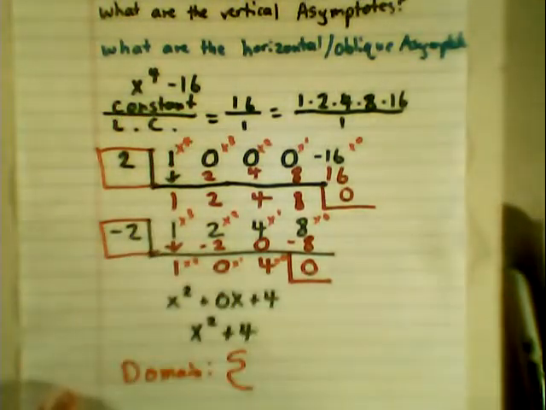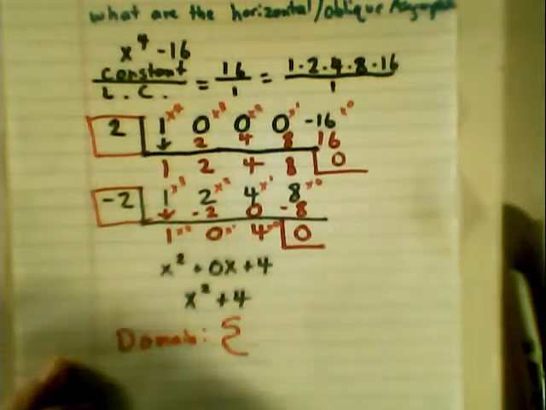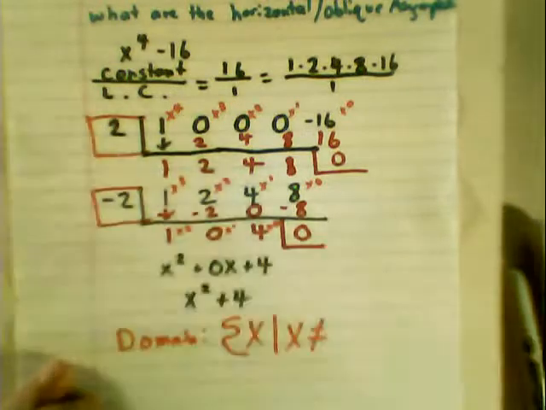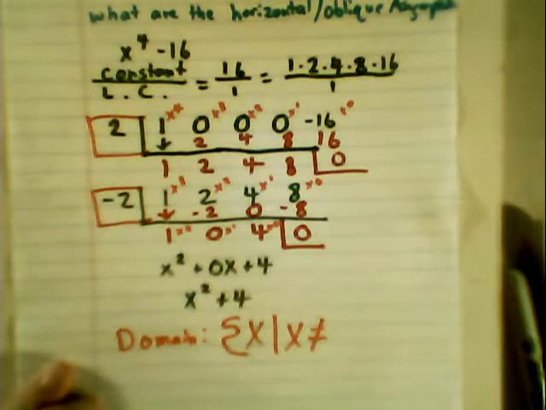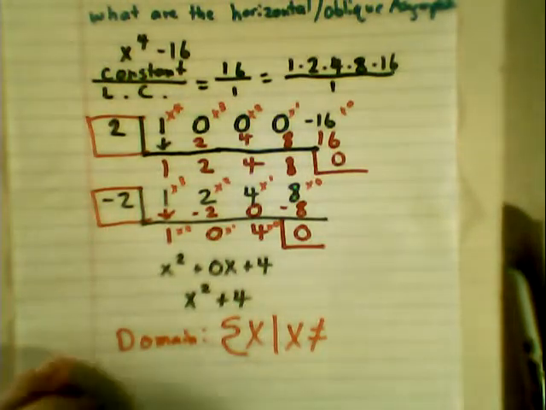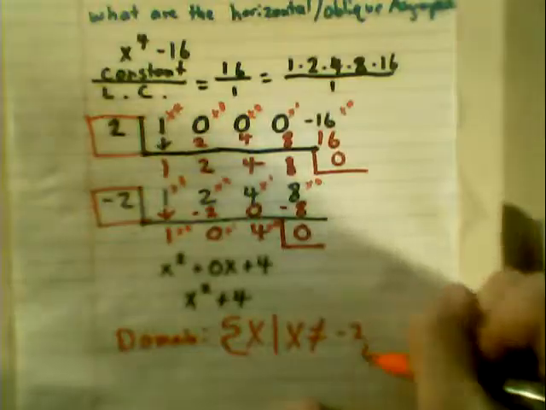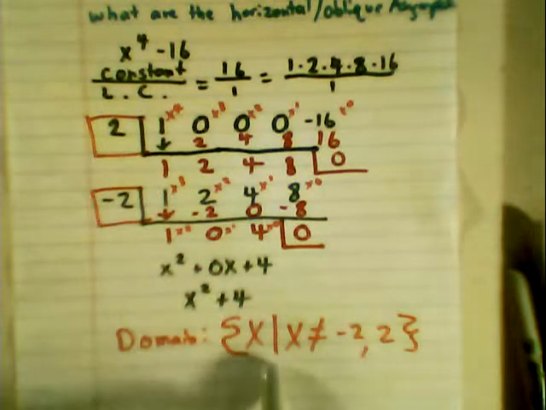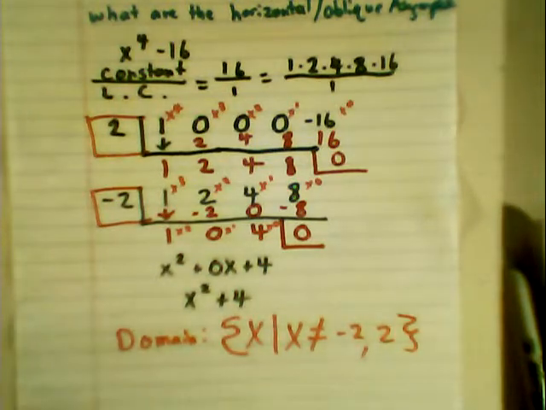Bracket, x such that x doesn't equal -2, 2, bracket. Now it'll either want you just to write it actually like this, or it'll want you just to plug in -2 and 2. So depending on what you want.